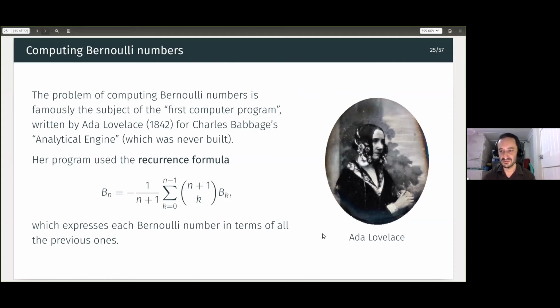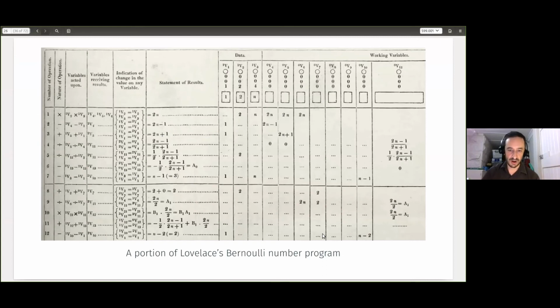I mean, it's a question of definition, but certainly it was a non-trivial program, and I'll say a bit more about it in a moment. So what she did is she used this recurrence formula expressing the nth Bernoulli number in terms of all the previous Bernoulli numbers, using this formula shown here. So I want to show you this program. This is actually what she wrote.